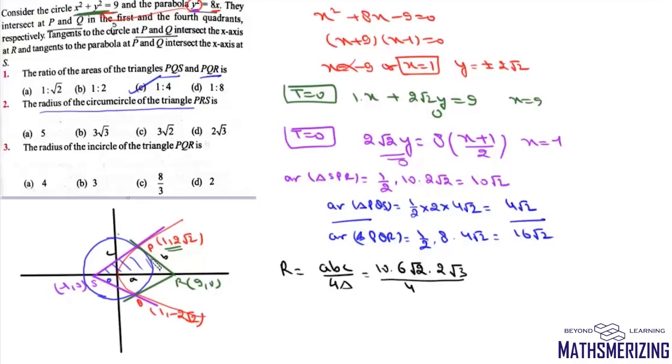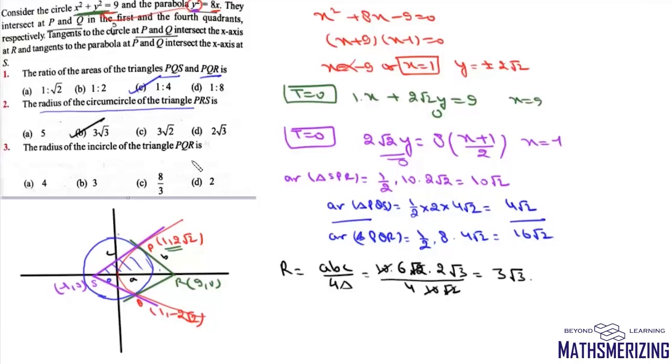Now area of triangle SPR, it is 10 root 2. So root 2 will cancel. 10 will cancel. And then it will be 3 root 3. So that's your option number B.